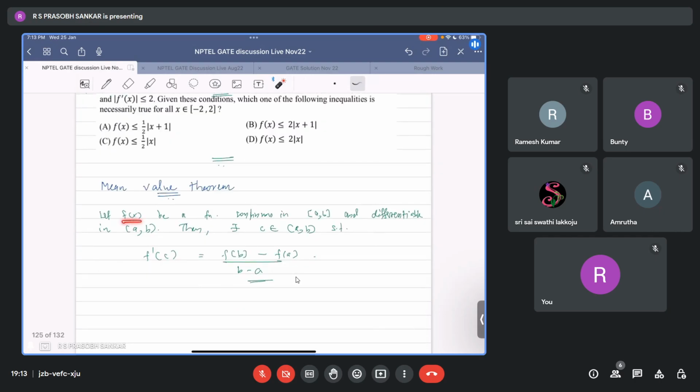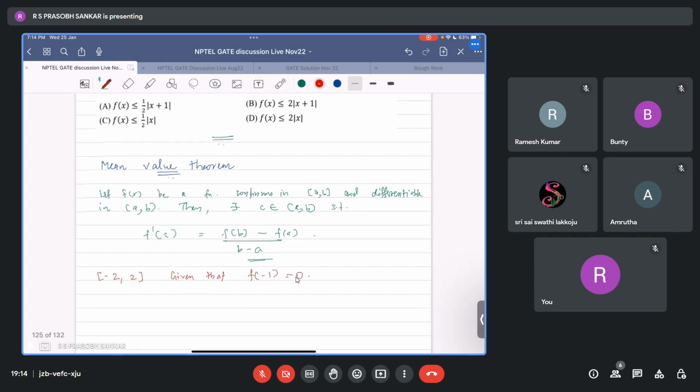What it says is, suppose f of x is a function that is continuous in the closed interval [a, b] and differentiable in the open interval (a, b). Then there exists a point c in this open interval (a, b) such that the derivative of the function at that point is f of b minus f of a by b minus a. That is given. Now to answer this question, we are interested in the range minus 2 to 2, and given that f of minus 1 is 0.